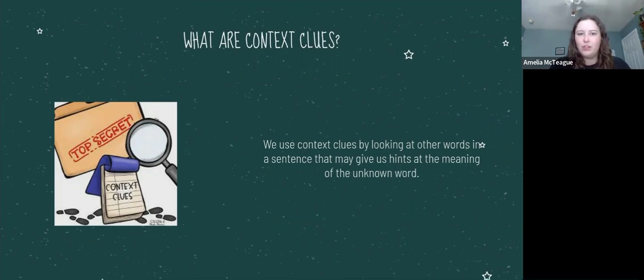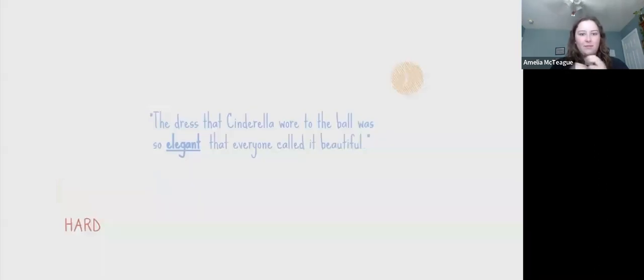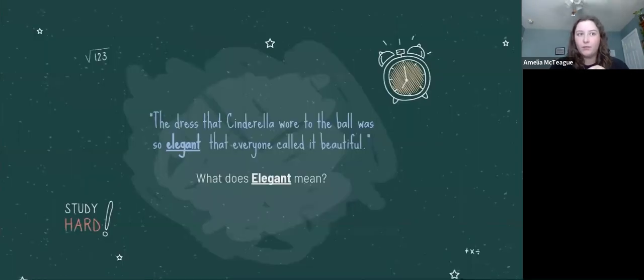What if I told you that you can find out the meaning of the word because there are clues in the sentence? I know, isn't that cool? So we're going to be using context clues in sentences that'll give us hints at meanings of unknown words. When I read this sentence, there's going to be a word in it that we are going to call our unknown word.